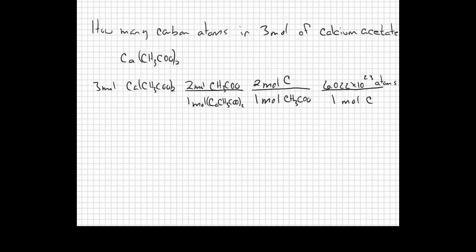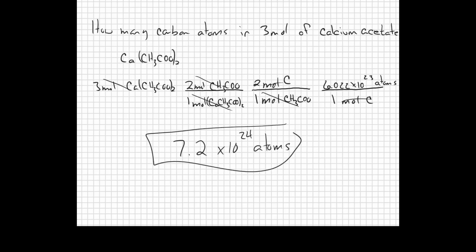So if we double check over here, moles of calcium acetate will cancel with moles of calcium acetate. Our moles of acetate will cancel with moles of acetate. Our mole here will cancel with mole here. And I'll be left with carbon atoms as my answer. So 3 times 2 times 2 is 12 times 6 times 10 to the 23. What is 12 times 6? 72. So this is going to be something like roughly 7.2 times 10 to the 24 atoms of carbon, right?